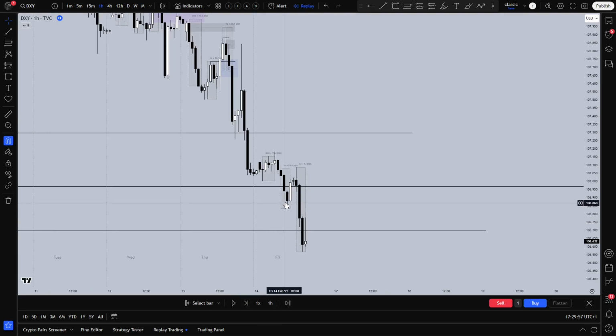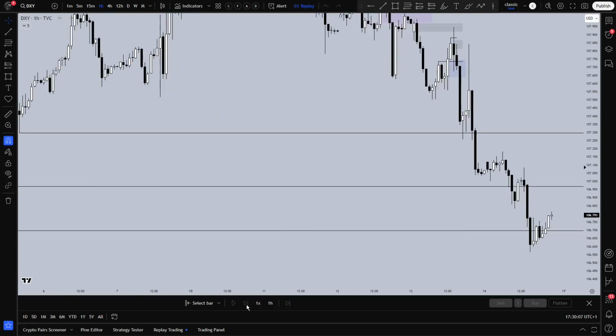And again, New York, open, high, low, close, right? We had again news, and then you can see price trading into the final target.